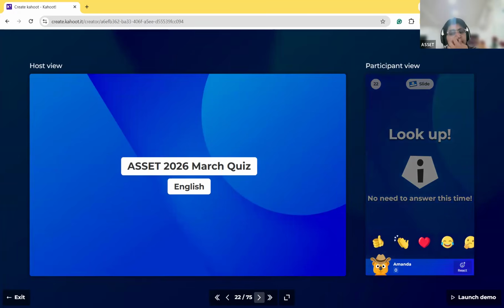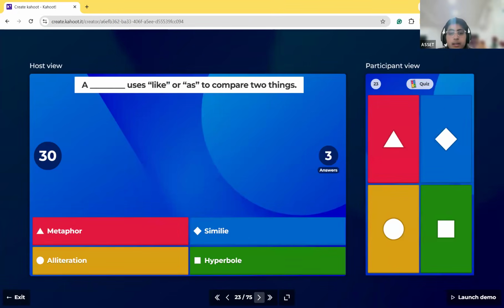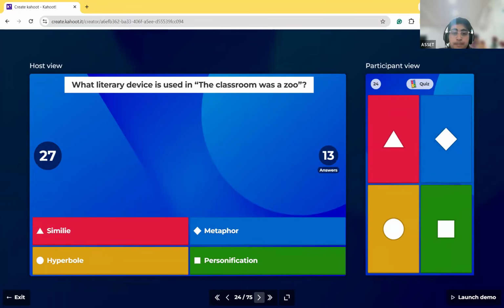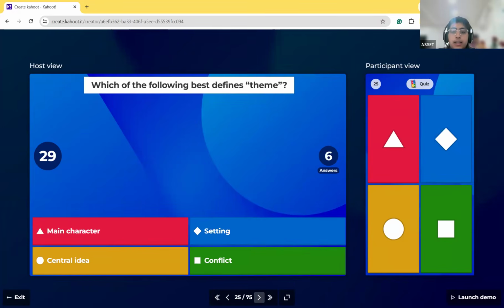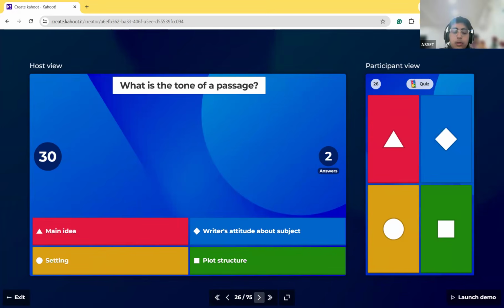English. Something uses like or as to compare two things. What literary device is used in The Classroom Was a Zoo? Which of the following best defines theme? What is the tone of a passage?